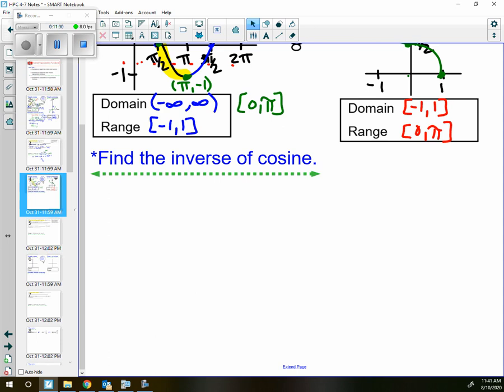So everybody's saying the same angle. Remember how many coterminals there are, right? That could be a disaster. All right, so let's talk about algebraically. How do you find the inverse?